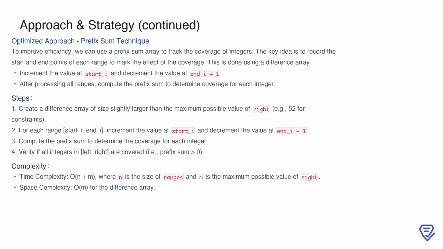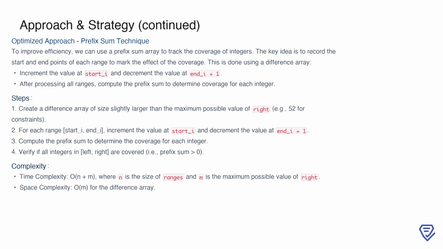Now, to improve the efficiency, we can use an optimized approach based on the prefix sum technique. The idea here is to utilize a difference array to track the effect of the ranges on the coverage of integers. Instead of checking each integer against all ranges, we mark the start and end points of each range in the difference array, incrementing at the start index and decrementing just beyond the end index.